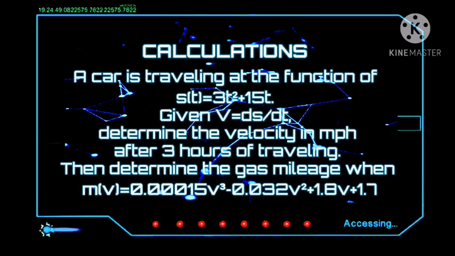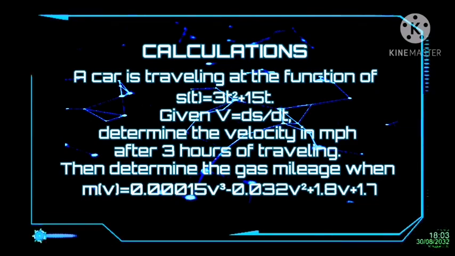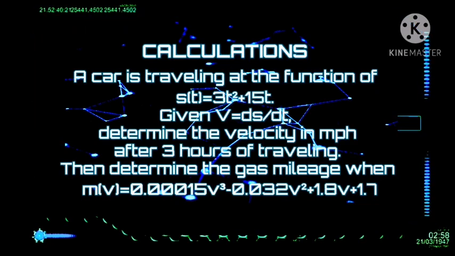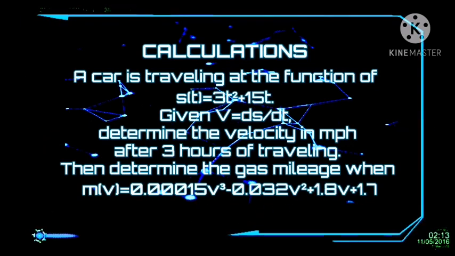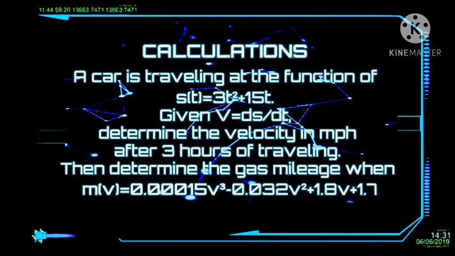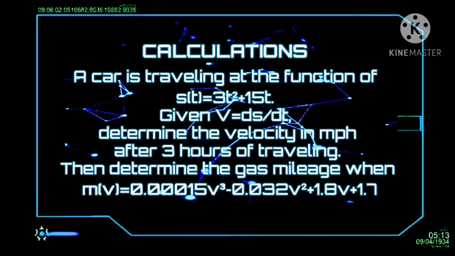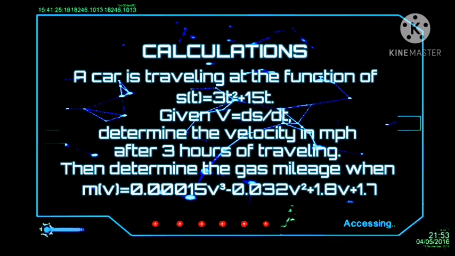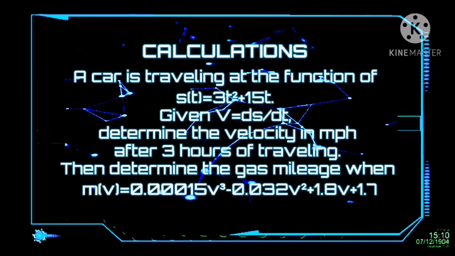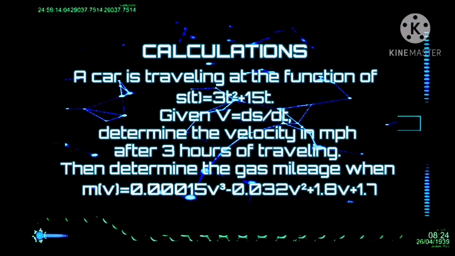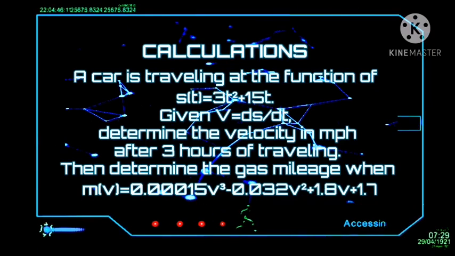A car is traveling with the function s(t) equals 3t squared plus 15t. Given v equals ds over dt, determine the velocity in miles per hour after 3 hours of traveling. Then determine the gas mileage when m(v) equals 0.00015 v cubed minus 0.032 v squared plus 1.8 v plus 1.7.